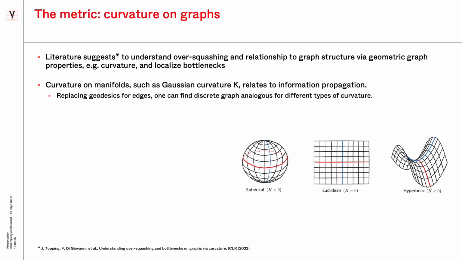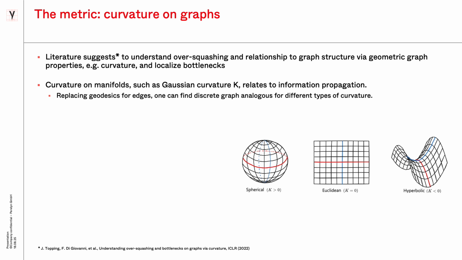As has already been nicely illustrated this morning, we looked into metrics to identify those bottlenecks and try to see how we could use that. The literature suggests getting a better understanding of the oversquashing phenomenon and its relationship to the graph by using geometric properties, in particular curvature, as we've already seen this morning. I can really recommend that nice paper by Topping et al., who nicely visualized that. And so that's something we looked into.